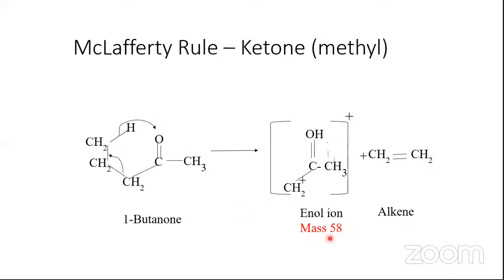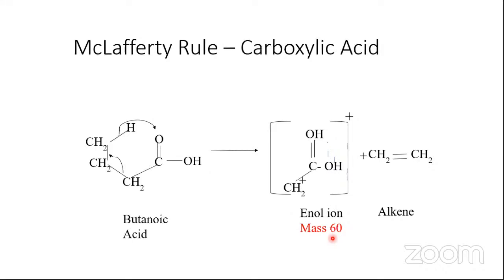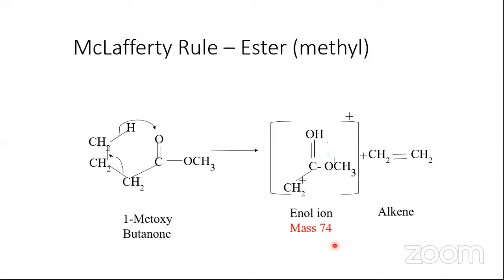Ketones, methyl ketones, will give you mass at 58. This will be a base peak in the spectra. If it is a carboxylic acid, you get a peak at mass 60, which will be a base peak. If you have an ester, it will give a peak at mass 74. And generally, these are very common compounds in essential oil. Essential oil has lots of components which have aldehydes, ketones, esters, etc. And you can find out the structure of many of those compounds by using this McLafferty rearrangement, and that's very, very useful.